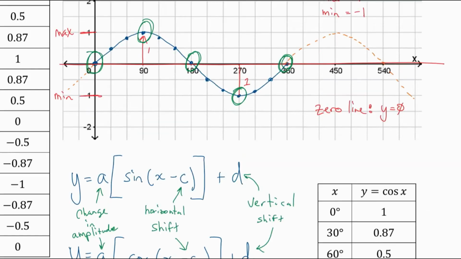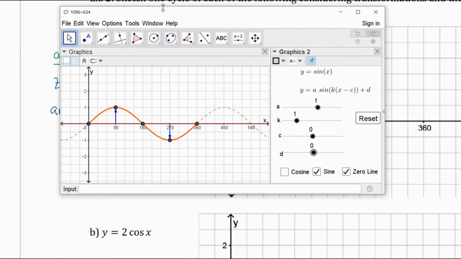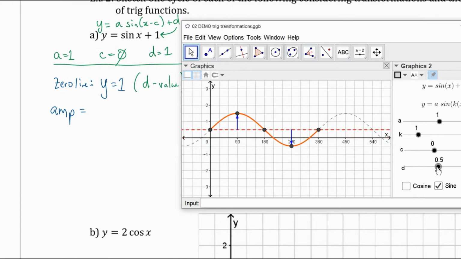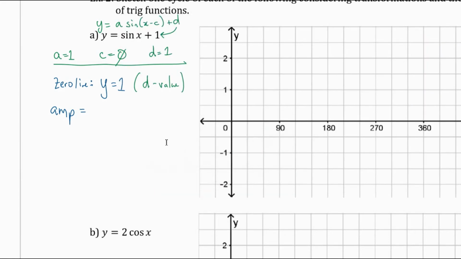And which one of these letters changes the amplitude? Well, C doesn't. D doesn't. D changes the max and the min, but it's not changing the distance between the zero line and the max. So that's A. A changes the amplitude. And A is just 1. That's the normal one. So the amplitude hasn't changed. So the amplitude is 1. Okay? And this comes from the A value. And again, that's something that you just need to get used to and remember.